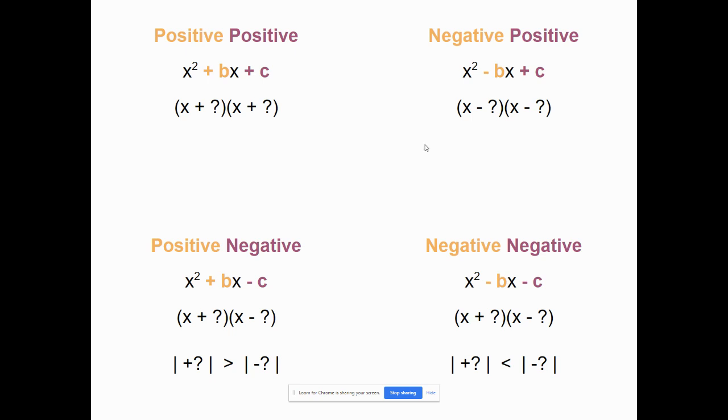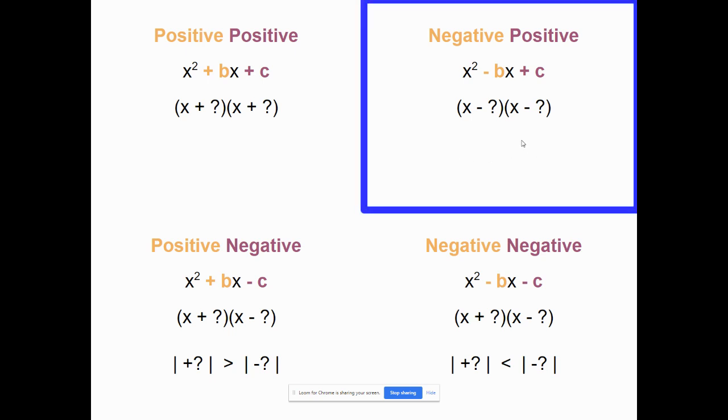We're going to move on to our next quadrant, this one up here. We're going to talk about a case where we have a negative sign and a positive sign. That's the next one we're going to look at.